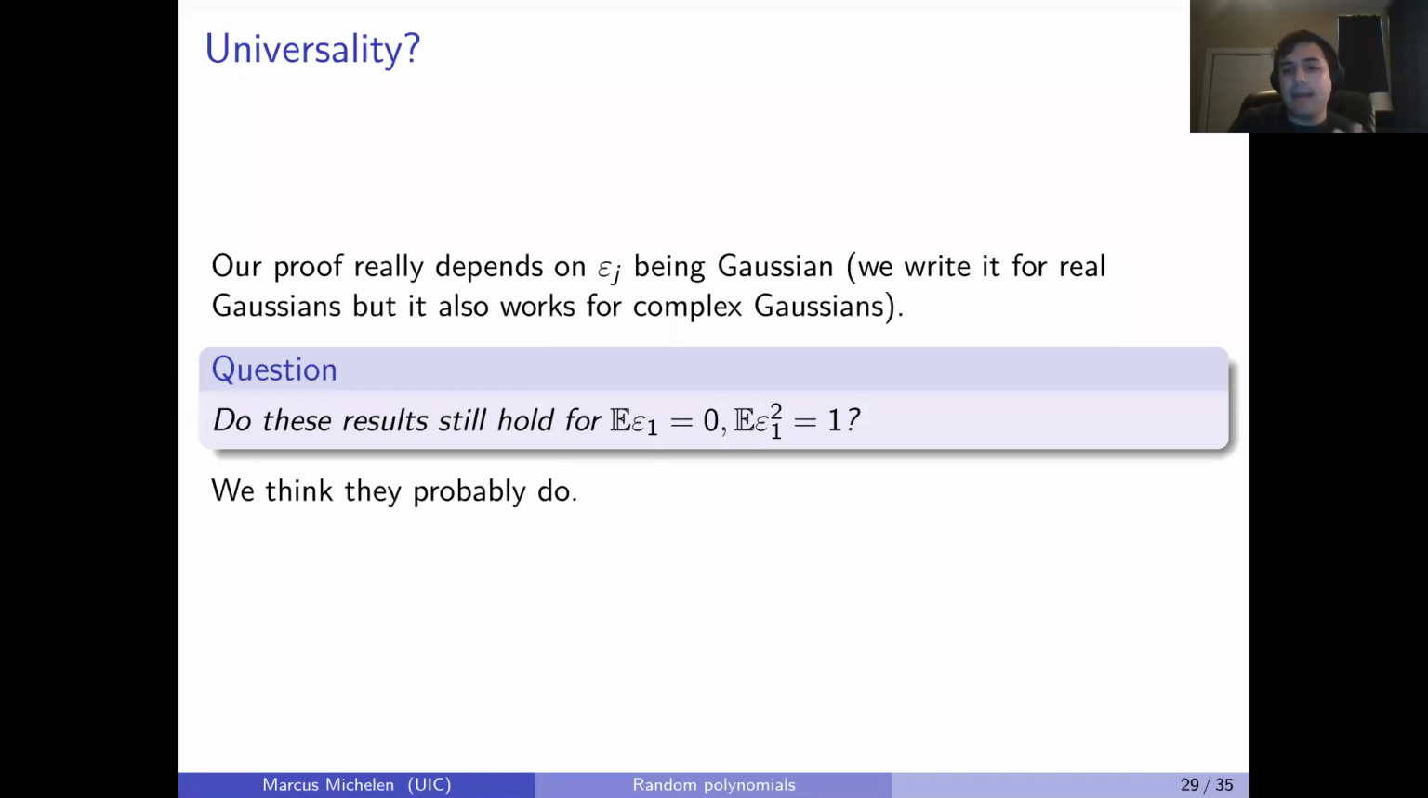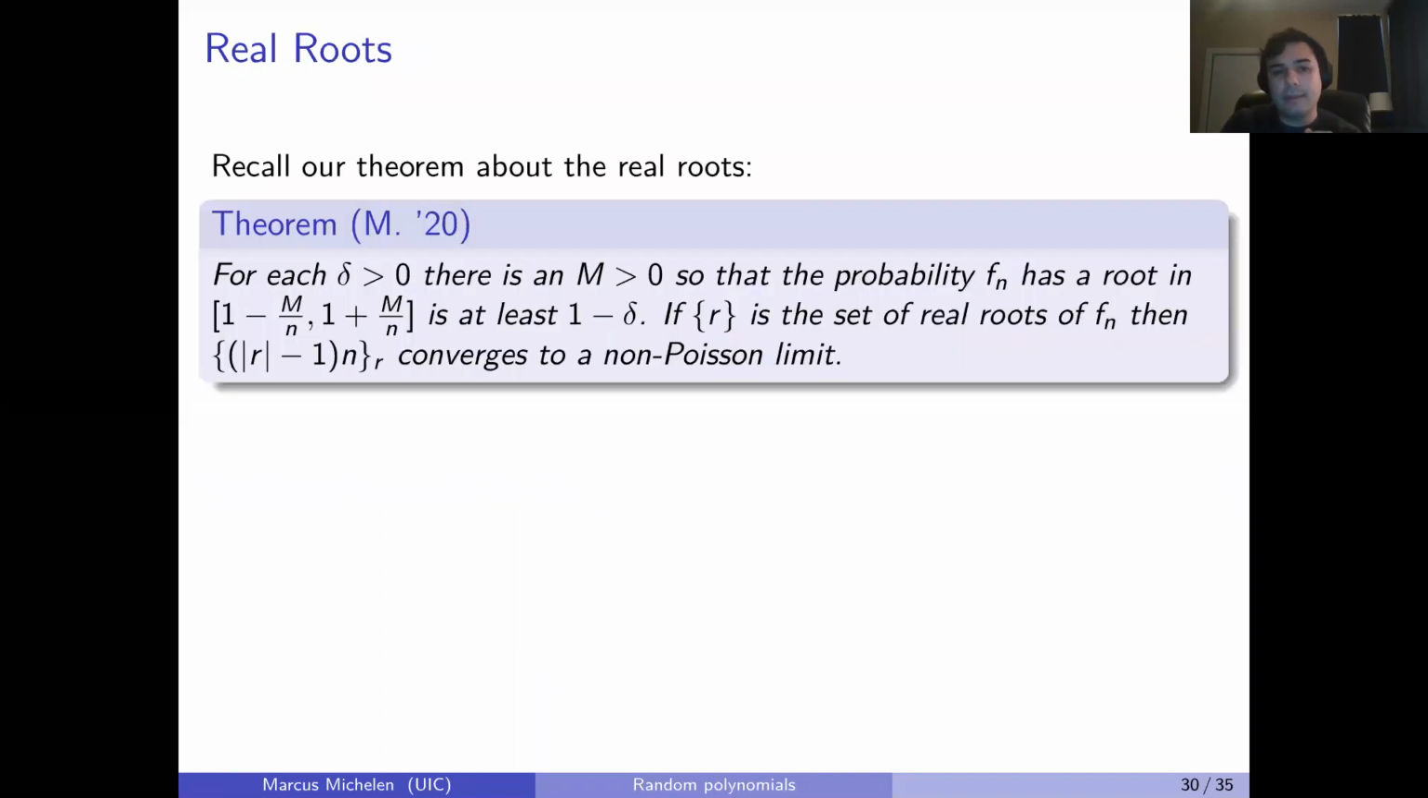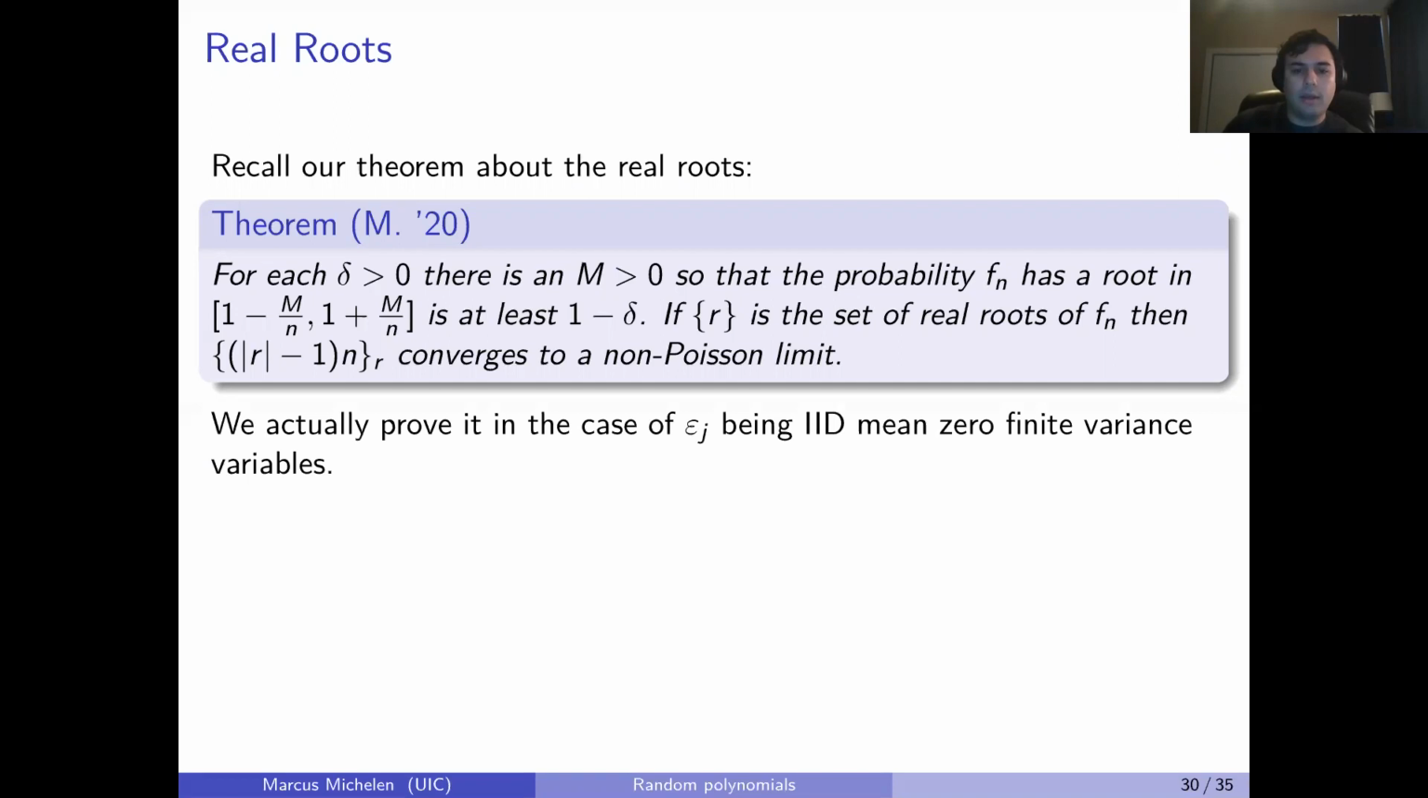Okay, and now let's discuss very quickly what happens for the case of real roots. So for real roots, let's recall what we showed. We showed that you have a root on the order of 1 over n away from the unit circle. And we showed that when you rescale, you don't get a Poissonian limit. And we are able to prove this in the case of just arbitrary mean zero variance 1 coefficients. We don't need them to be Gaussian, unlike in the complex case.